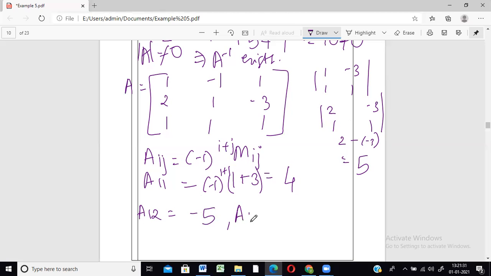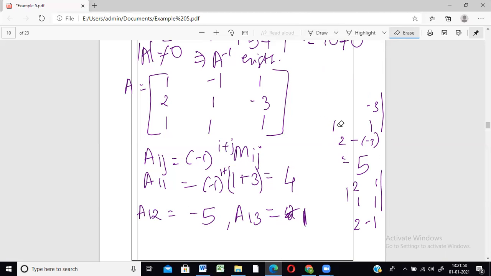Next one, A13. 1 plus 3 is 4, the sign will not change. For A13, this is the position, this row and this column we're going to ignore. So you get 2 1, 1 2, 2 ones are 2, minus 1 into 1 is 1, so that's 1. 2 1, 1, right? Yes, and the sign is not going to change. One second, let me just erase this. You have to write that, of course, in the exam, as I did in the previous sum.